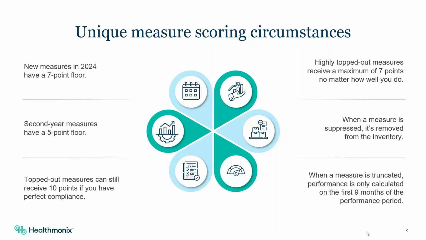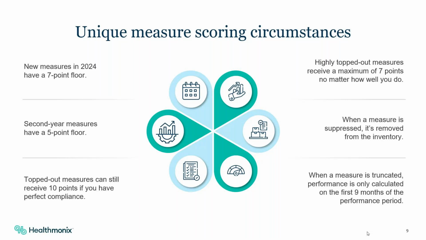There are some unique measure scoring circumstances out there. These are where you look measure to measure, and when you're selecting your measures, you probably want to take a good look at these. The most relevant thing we're going to be talking about today in terms of point floors is that new measures in 2024 have a 7-point floor. This means you can't get any lower than 7 points when reporting a measure.